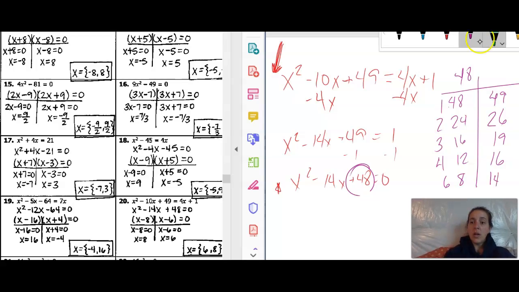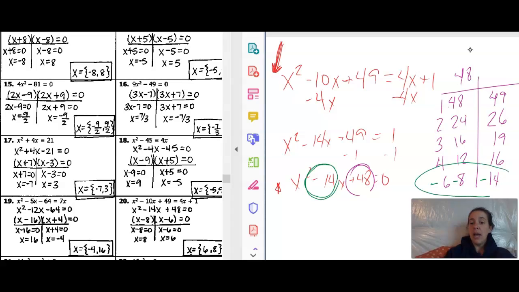Okay, so according to this b value, I needed a -14. Well, this was a +14. So what I also know is that a positive times a positive will give me a positive, but also a negative times a negative will still give me that positive 48 value. But when I add them, it'll make it negative. So that's one way you can always double check yourself.